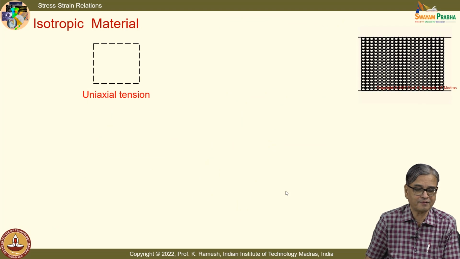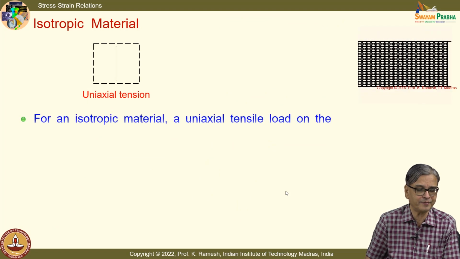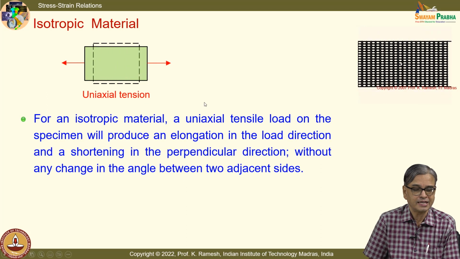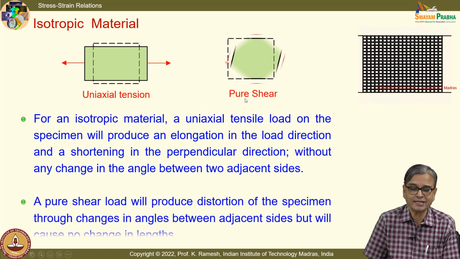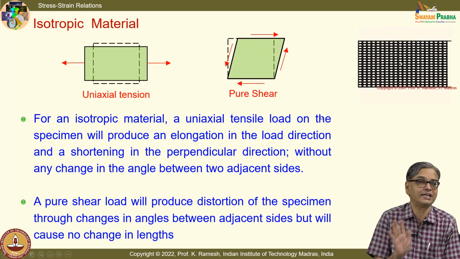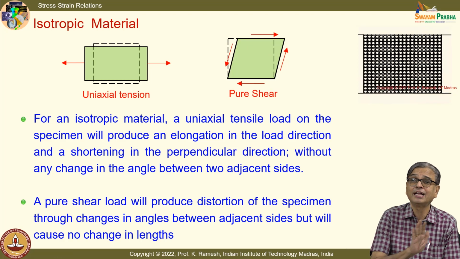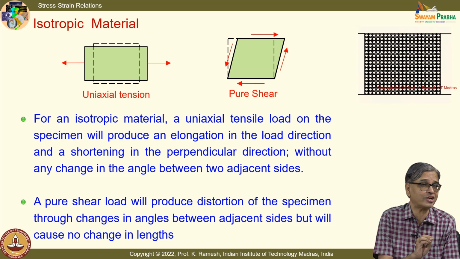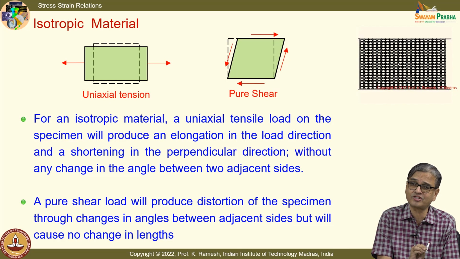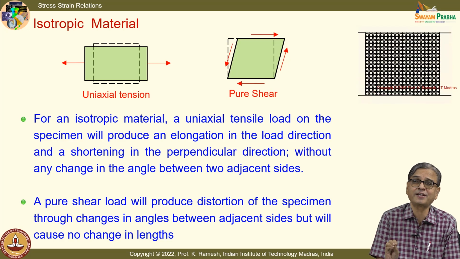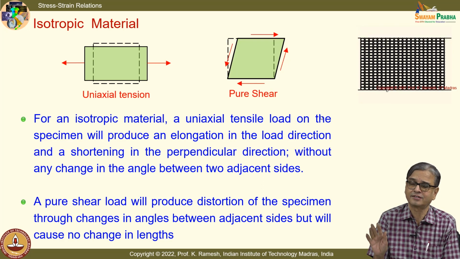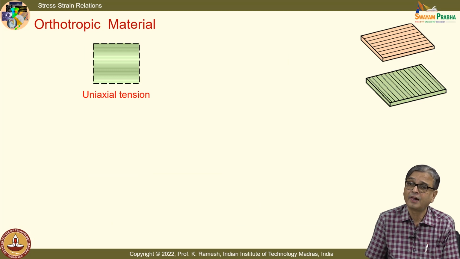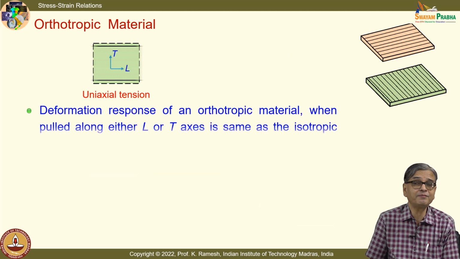So, we have the comfort of an isotropic material. When I apply tension, it has only axial strain, and when I apply pure shear, it has only shear deformation. The tension and shear are distinguishable. An axial strain is precipitated by an axial stress, and a shear strain is precipitated by a shear stress. Same thing happens even in the case of an orthotropic material, but with a restriction.